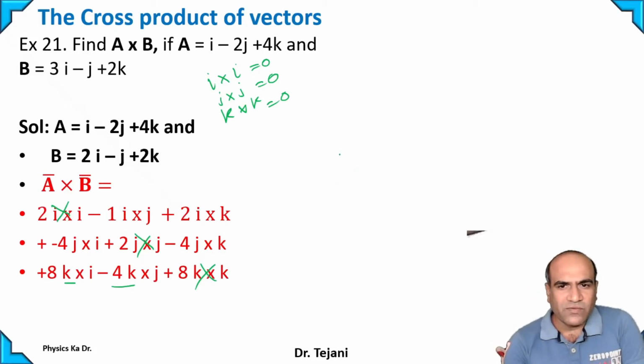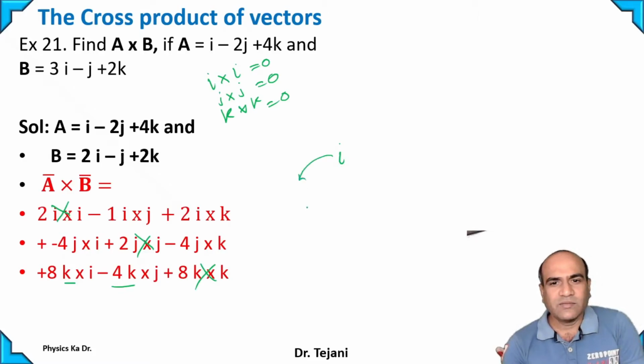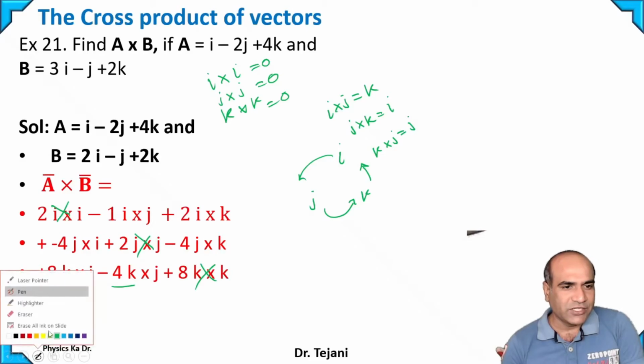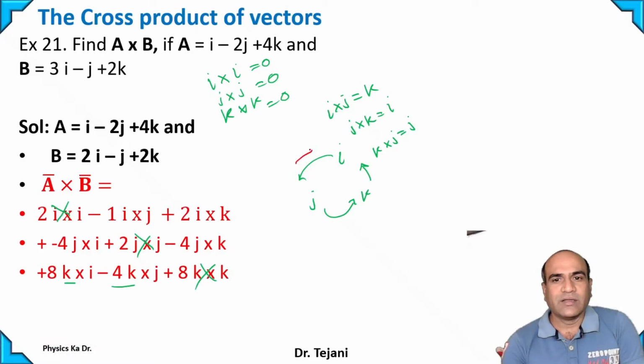Then we have knowledge of the circle: i, then j, then k, and again moving to i. So i cross j is equal to k, j cross k is equal to i, and k cross i is equal to j. But if we move in the opposite direction, j cross i is equal to minus k. Similarly, k cross j is equal to minus i, and i cross k is equal to minus j.